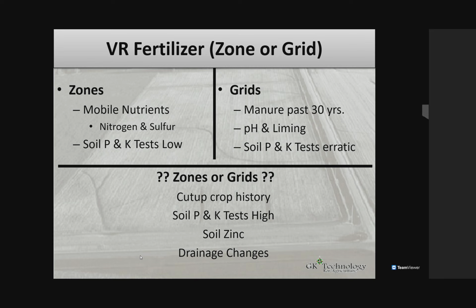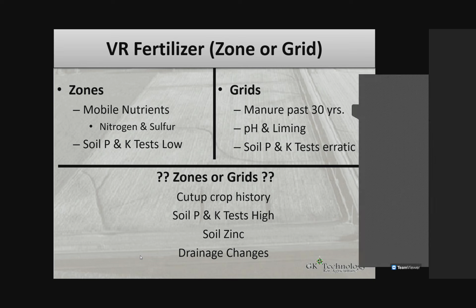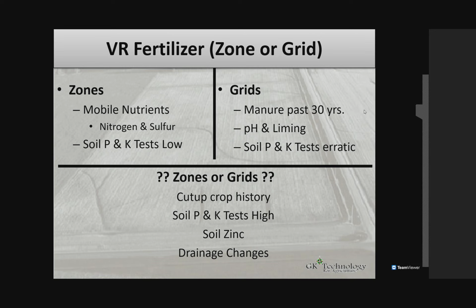Some things for you to remember is mobile nutrient versus immobile nutrient. The mobile nutrients are going to be much more fitting to doing management zones. If the number one thing you're chasing after is nitrogen and sulfur, management zones are a clear answer for you. That's where you want to be. If you historically have had low testing P and K, zones are generally going to be pretty good fits for you.